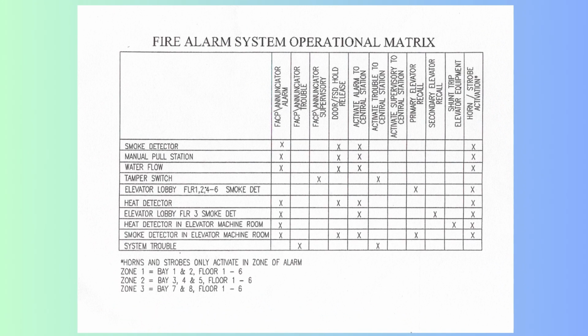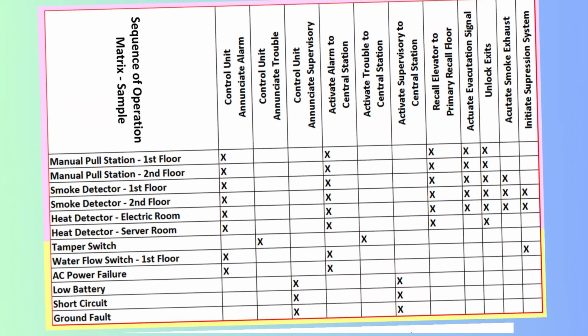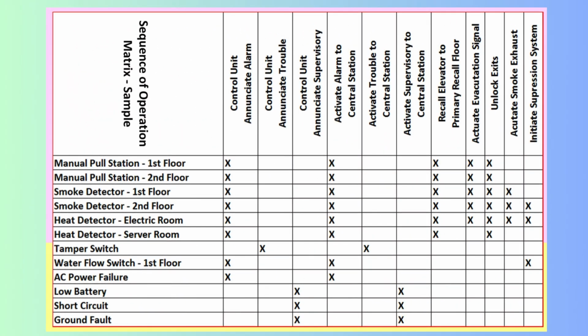A fire alarm sequence of operations matrix, often called a cause and effect matrix, provides a detailed outline of how a fire alarm system responds to various triggers. It ensures that the system's design and operation meet safety requirements and are easy to understand for programming, testing, and maintenance. Structure of the matrix: the matrix is typically displayed in a tabular format.